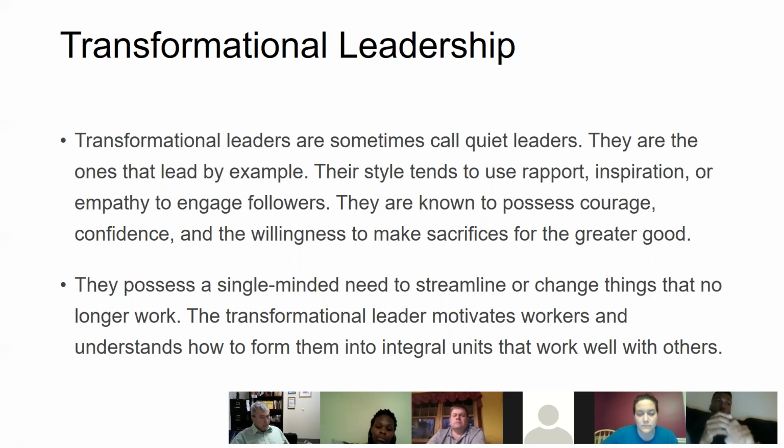All right. So continuing on about our transformational leaders, they are considered quiet. They're not the ones out there who are, well, look at me, look at me, look at me. They are really the ones who lead by example. They use rapport, inspiration, empathy, and they also understand that sometimes you need to make a sacrifice for the greater good. They're also single-minded. They want to streamline things. They want to change things that no longer work. These are the folks that school districts will call in when the school has got some problems. These are the kinds of leaders who are called in to take care of it.